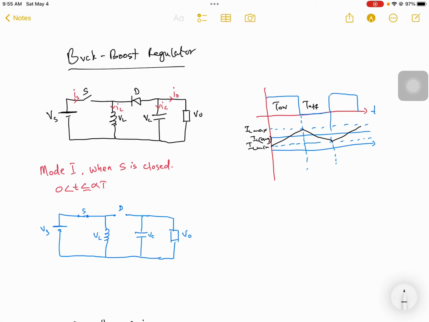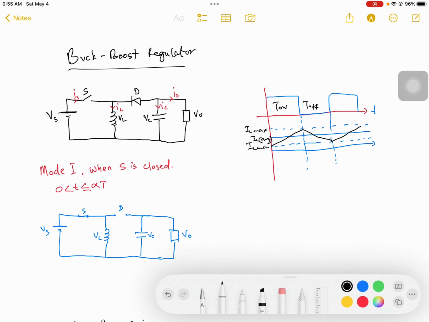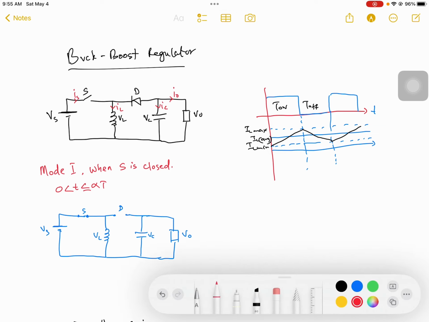I'm going to explain the buck boost regulator. This buck boost regulator is the combination of the buck and the boost regulator. So this regulator has the capability to step down the output voltage or step up the output voltage. This is the circuit diagram of the buck boost regulator or the buck boost converter.